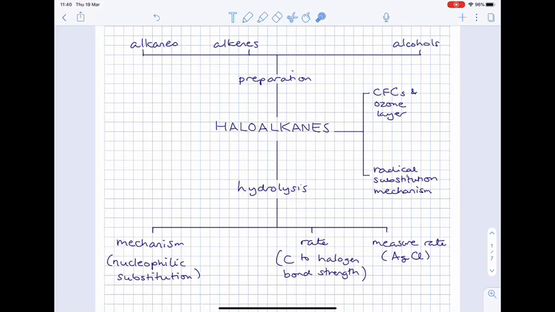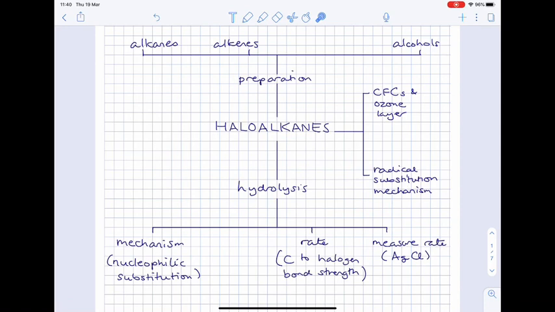Okay, so we're going to look at a new topic today, which is called haloalkanes, and this is an overview of the topic. And today we're going to look at preparation of haloalkanes from alkanes and alkenes, which we already have done. So this is going to be a bit of revision. So this will be useful for second years as well. And also we're going to look at a new reaction with alcohols to make haloalkanes.